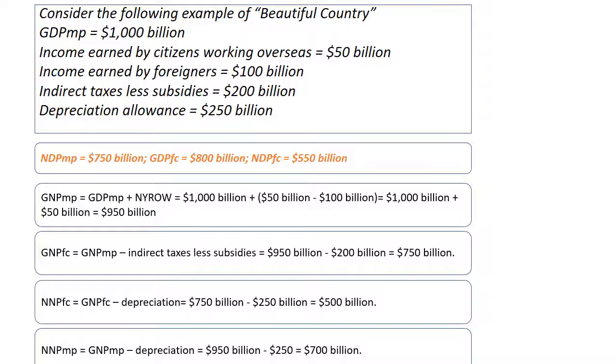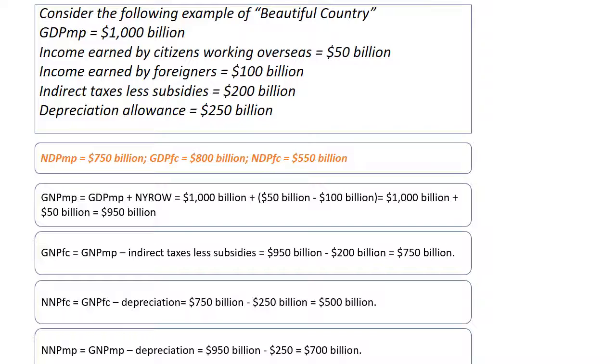The last one I have derived is NNP-MP, and that is the difference between GNP-MP and depreciation. So from $950 billion, we remove 250 billion. Oops, I forgot to write billion here. And this will give us $700 billion.